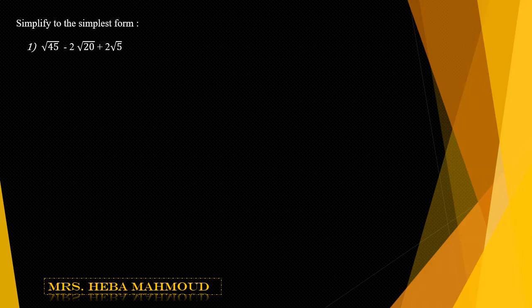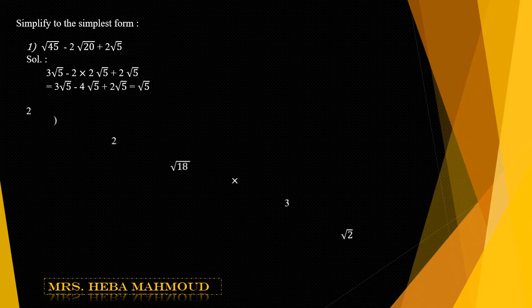Simplify to the simplest form. Number 1, the square root of 45 minus 2 times the square root of 20 plus 2√5. Solution: the square root of 45 by using a calculator will be 3√5, minus 2 times the square root of 20, which is 2√5, plus 2√5. So 3√5 minus 2 times 2, which is 4√5, plus 2√5. So the calculator gives the result, which is √5.